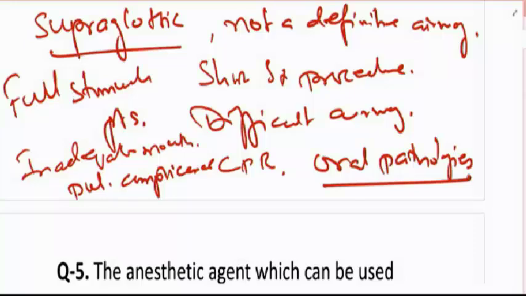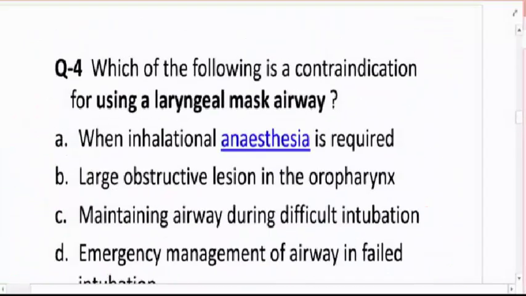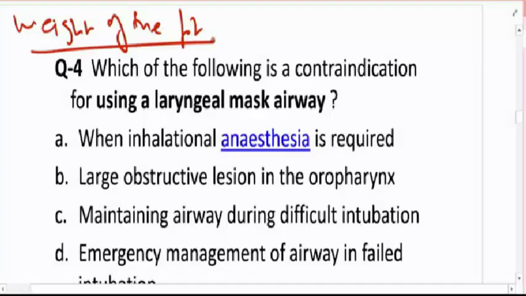Now, the size of the LMA depends upon the weight of the patient. So, according to the weight, the LMA is inserted, right? And always you will prefer a higher size of LMA because that forms a better seal.